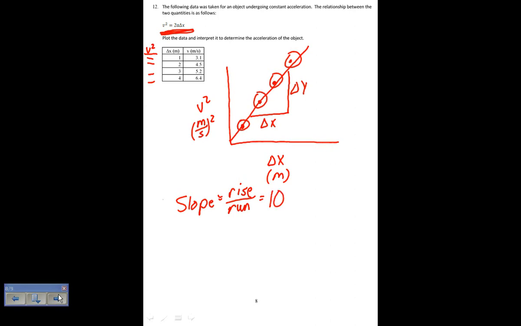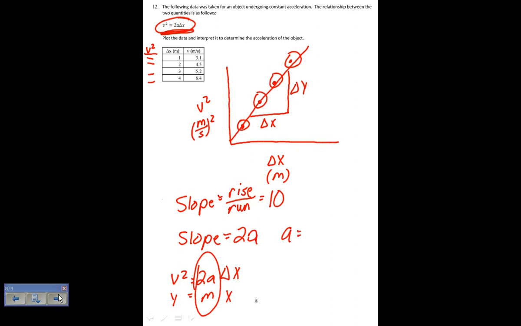And you have to interpret that slope. If you look here, this is our equation. V squared equals 2a delta x. We plot v squared on the y-axis, x on the x-axis, y is equal to mx. So our slope, m, is equal to 2a. So a, the acceleration, is equal to 5 meters per second squared. All right, that's the problem.